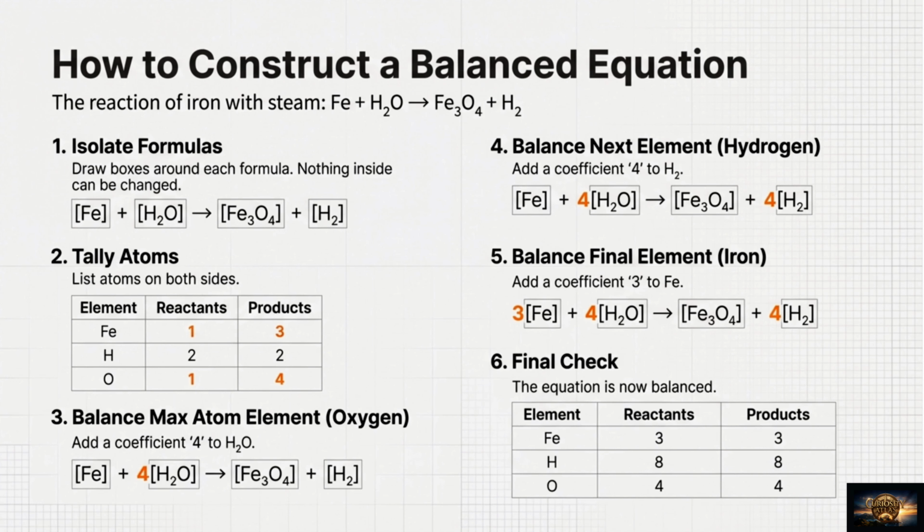To construct a balanced equation, we tally the atoms and add coefficients until the number of atoms for each element is equal on the reactant and product sides. This ensures mass is conserved.